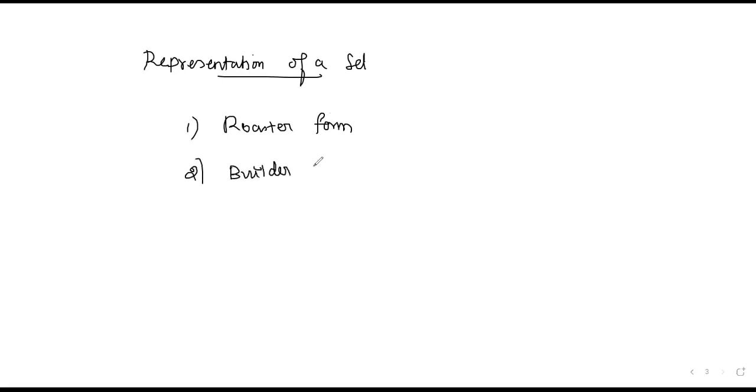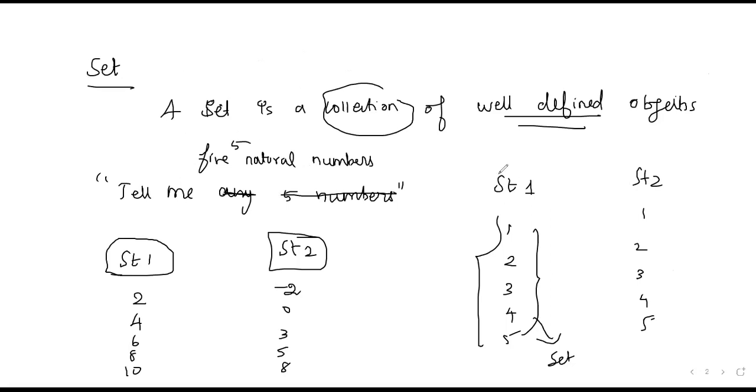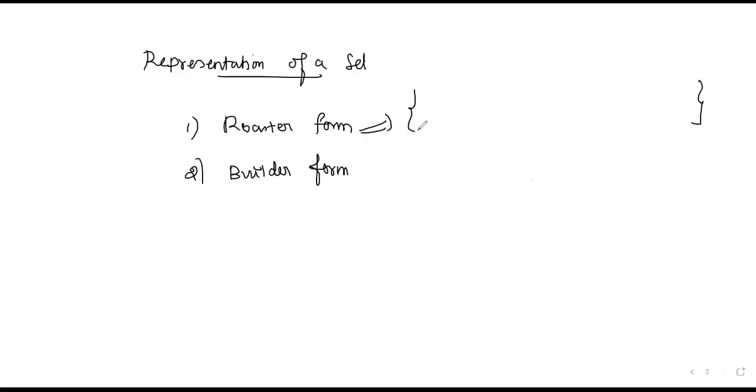Representation of a set. Got it? A set can be defined or represented in two ways. One is roster form, another one is builder form. These are the two forms in which we can represent a set. In roster form, you can represent or list all the elements in a set. For example, here I have defined this set to be the first five natural numbers. So I can list all the numbers in the set like this.